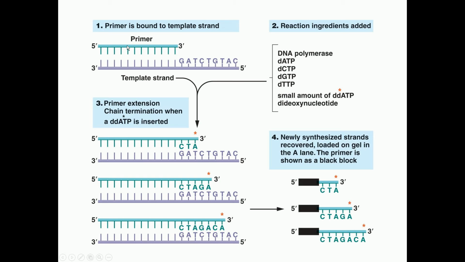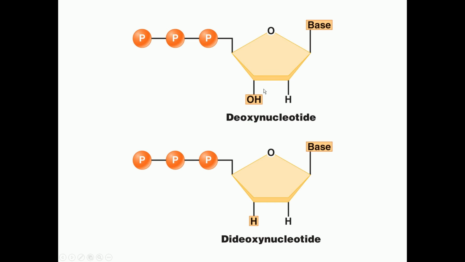The primer is required, and it needs a free 3' end. On a deoxynucleotide, on the 3' end is an OH group. So a DNA polymerase needs a free hydroxyl group at the 3' end.